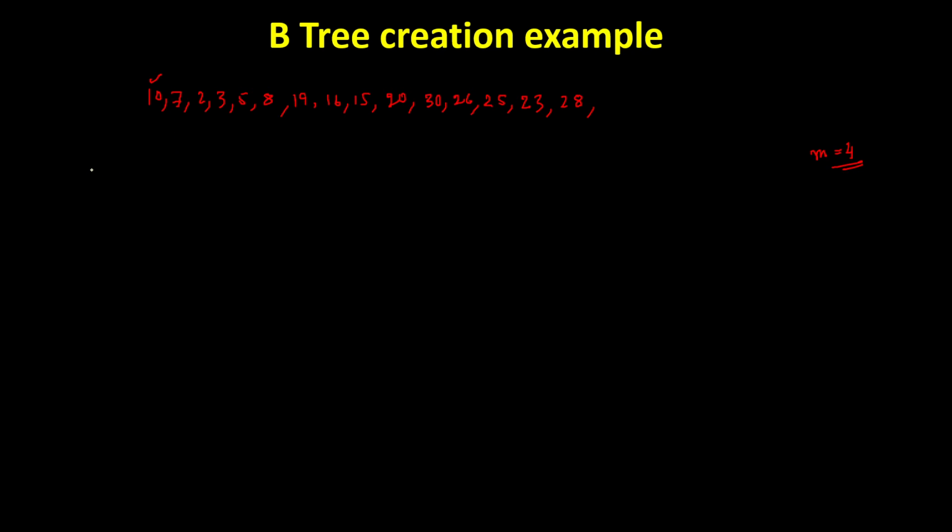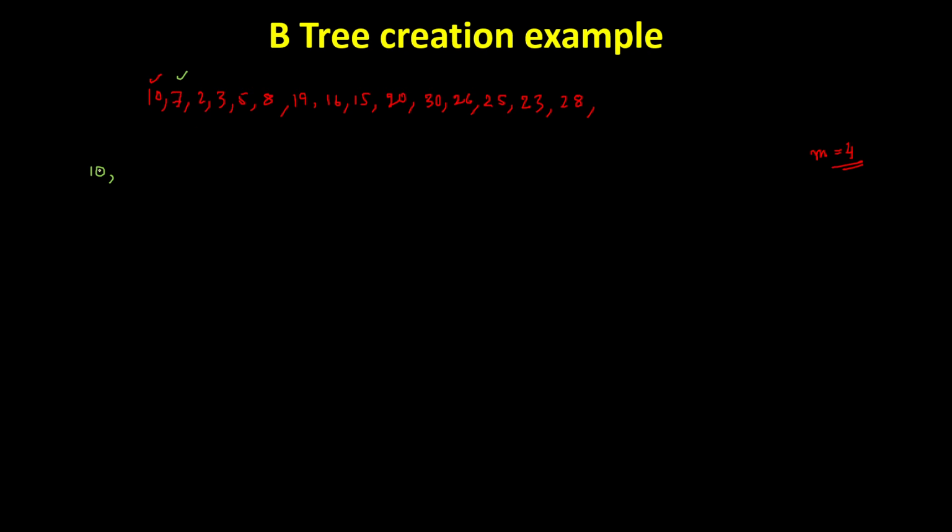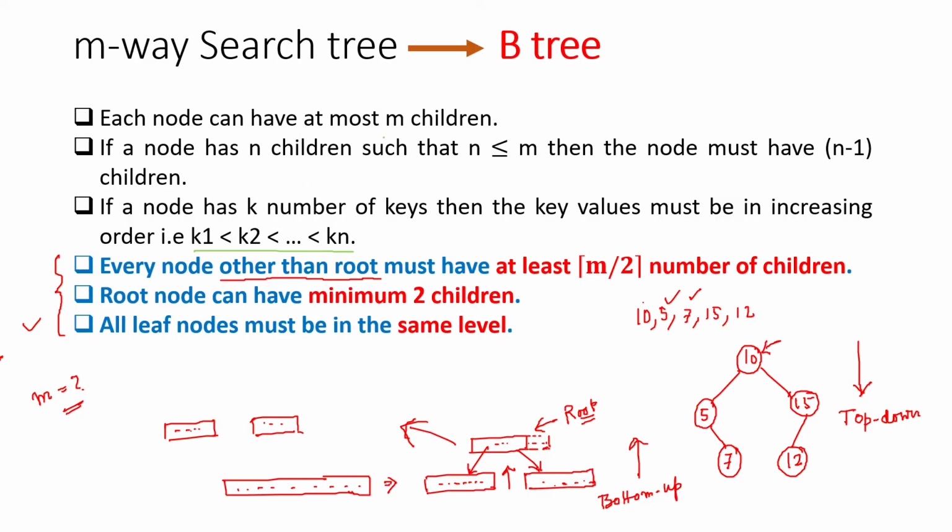So what I will do, I will put 10 in a node. Fine. Then 7 comes. But you see, we have to maintain this particular rule, k1 lesser than k2 lesser than kn, right? So that means you cannot place 7 after 10. You have to place 7 before 10. Then 2. Similarly, you have to place 2 over here, so that this is maintained. Then 3 comes. So as a whole, it has to be written 2, 3, 7, 10. But keeping these 4 in a node is wrong, because of this rule that it can have at most m children. That means at most m minus 1 key values.